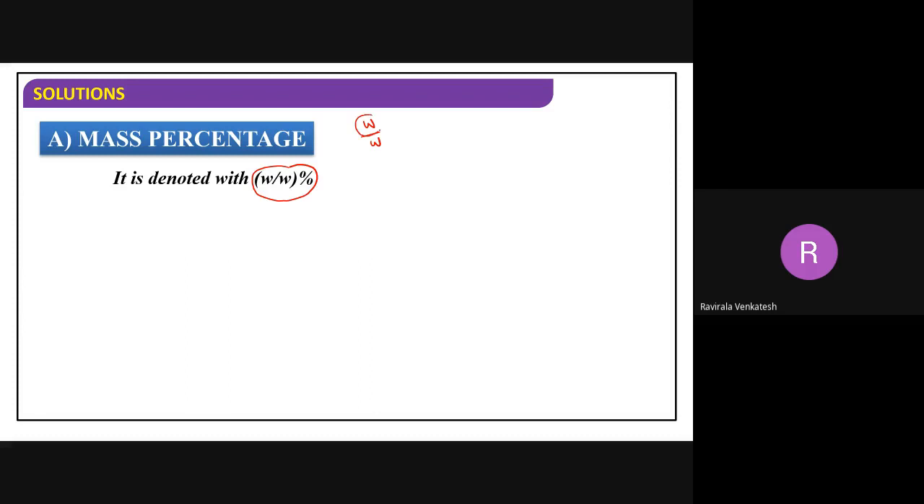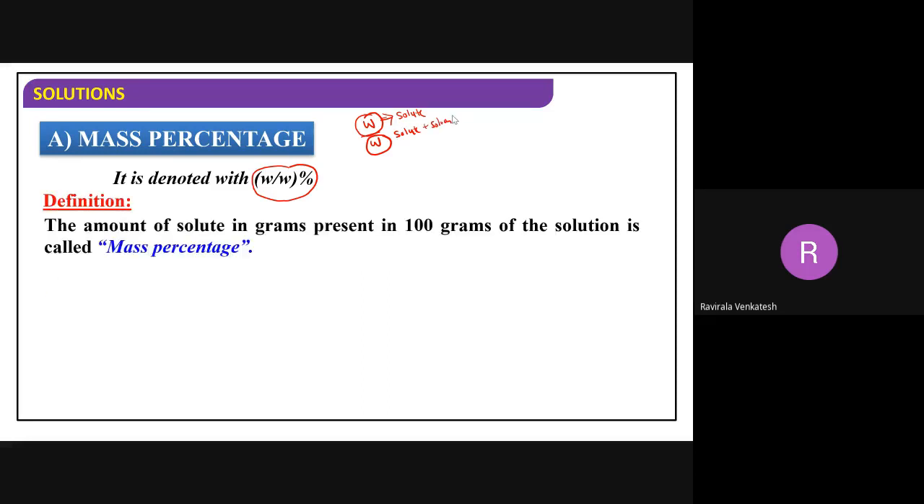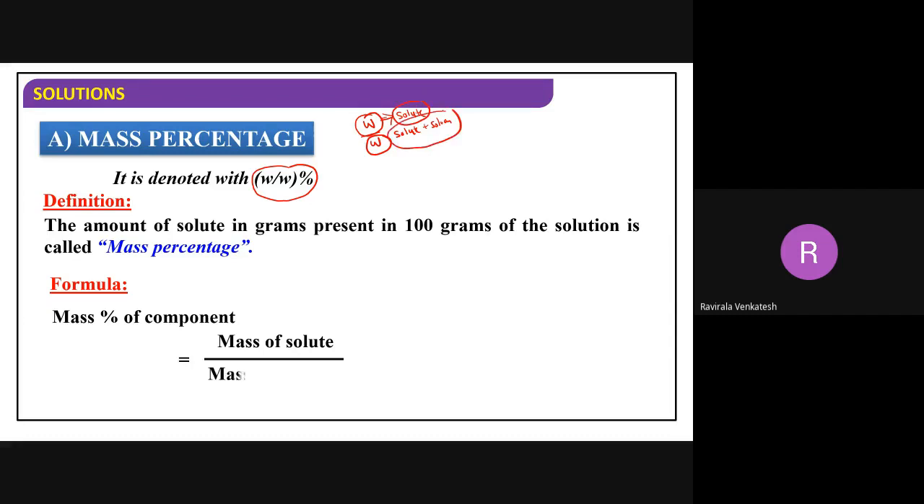It is nothing but how much mass you are adding in the form of solute, and how much mass you are taking in solute plus solvent. कितना है solute और solvent में कितना है ये देखना है. Understood? What is the definition? I will make it very simple after the formula. So what is the formula I told you? Mass of the solute divided by mass of the solution, meaning it has both solute plus solvent, into 100. Definitely you have to multiply with 100 when you are calculating a percentage.